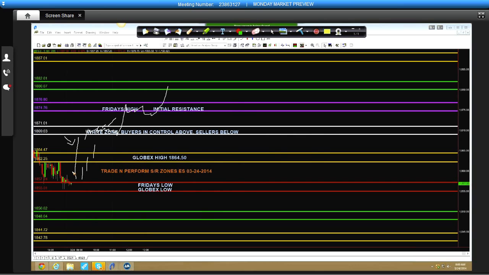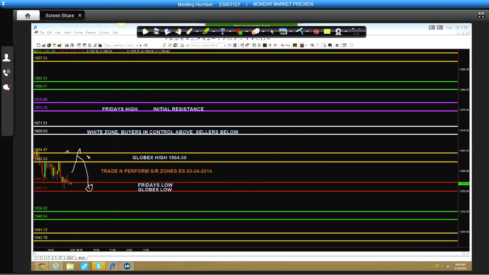So if we open, it wouldn't be much of a drive to Globex high, it'd be 2 points, right? But my first clue that there's going to be a test of the downside will be we open, we drive right to the back of this 1864.50 area, right? We either clear above by 1 or 2 ticks and get back below, or we're unable to even get to this location, right? That would be a sign of weakness for me right out of the gate, and I would expect Friday's low and gap fill and Globex low to be tested. That would be my initial theory.